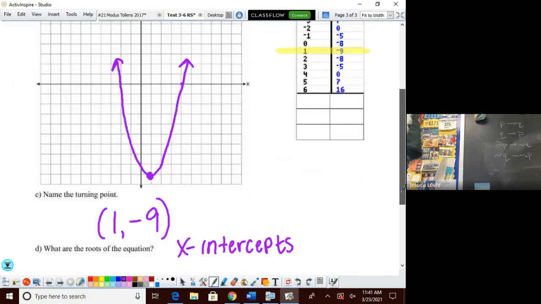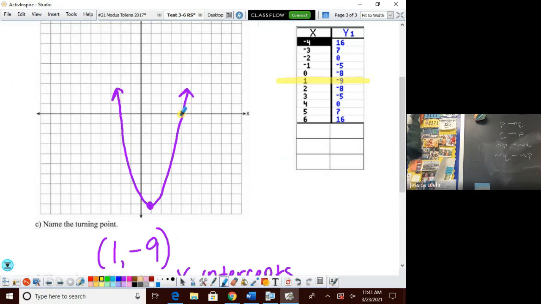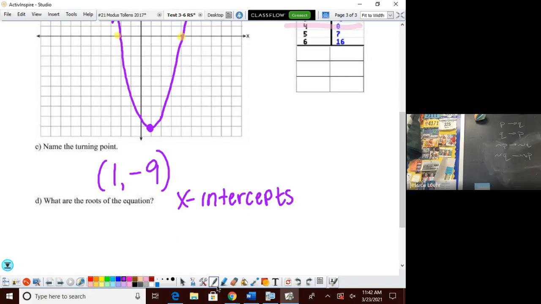Okay, that's where it crosses the x-axis, here and here. Also where y equals 0. You can find it in your table or you can find it on your graph. You only need to write the x values. If you can't remember that, then write the entire coordinate. The x values are -2 and 4.